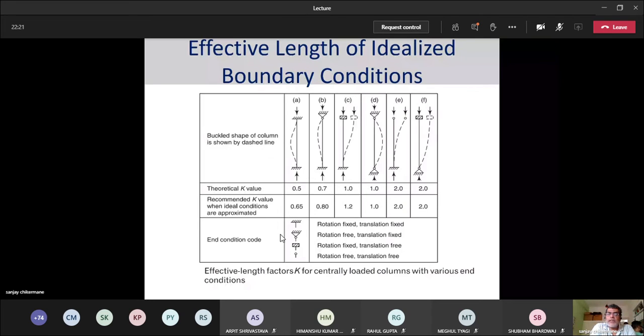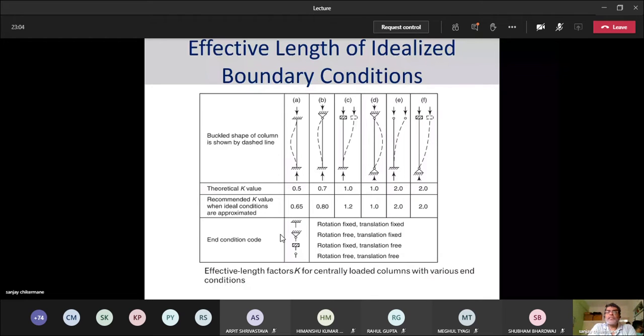What you can see is that there is a change between the theoretical and the recommended value only when you're looking at a fixed condition. There is no change between the theoretical and the recommended value if you're looking at a pinned connection. The change only happens when there is a fixed connection in place. However, you also see that in conditions E and F, although there is a fixed condition in place, there is still no change between the theoretical and the recommended value.